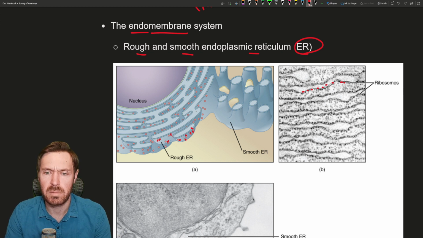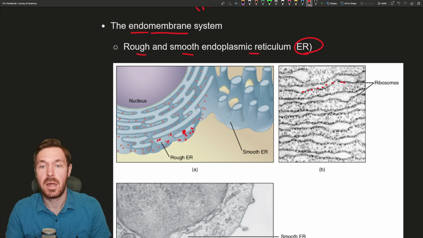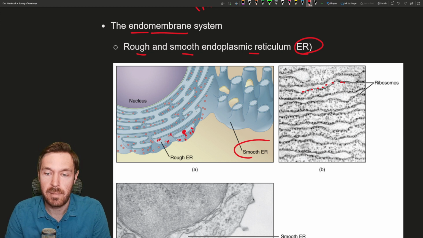Ribosomes make proteins, so that means proteins are made into the rough ER in here. And we're going to go over why that is when we talk about the Golgi. And then right with that we have the smooth ER. Again, it gets its name because there are no ribosomes.